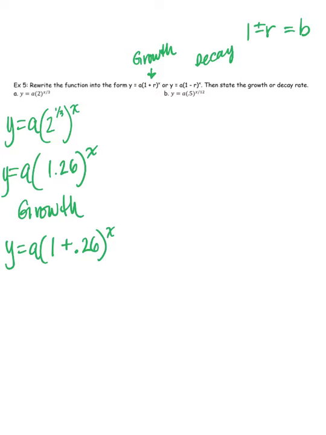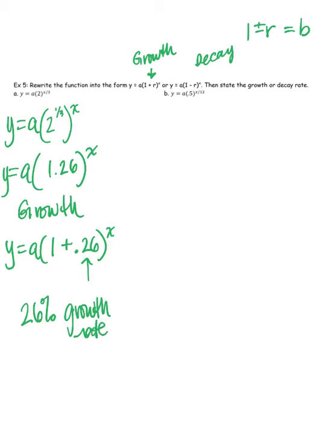This is beneficial to us because now we can see not only do we know that this is growing exponentially, but we can point out very quickly what that percentage rate is. That r stands for rate, and we always write our rate as a percent. So 0.26 is 26% growth rate.